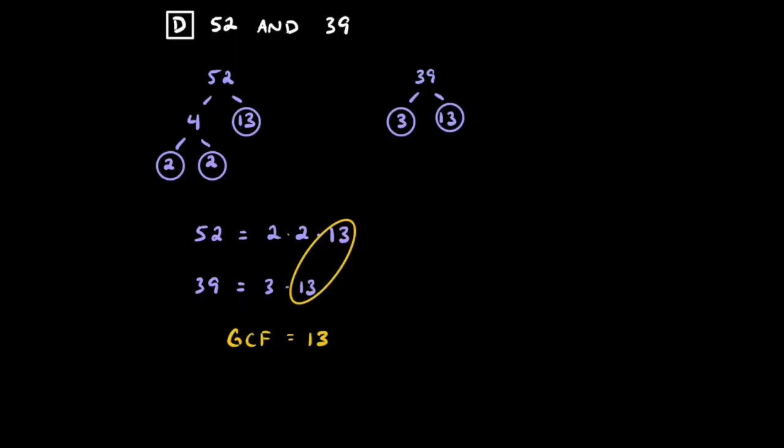And let's try this strategy one more time. Find the prime factorizations for each of these numbers and see what they have in common. Pause the video and give it a try. The GCF for 52 and 39 is 13.